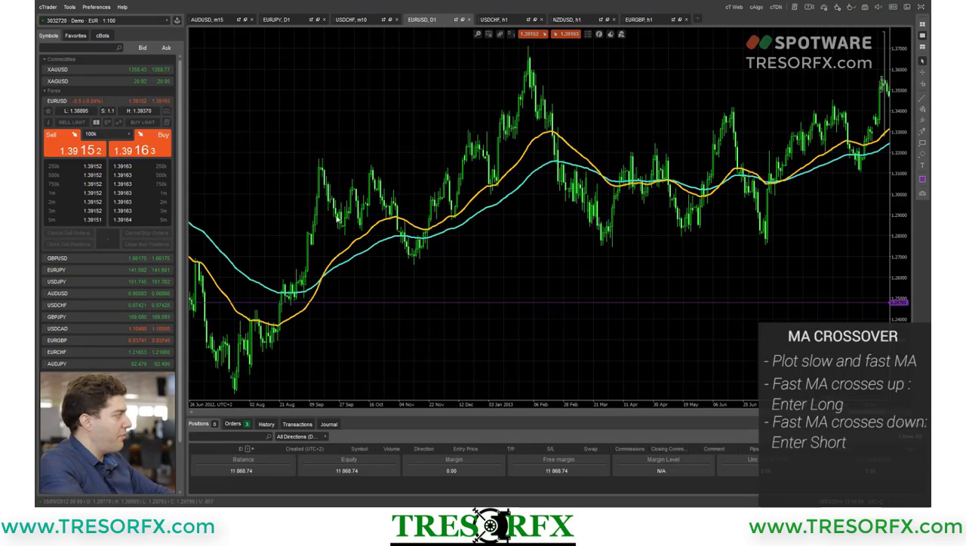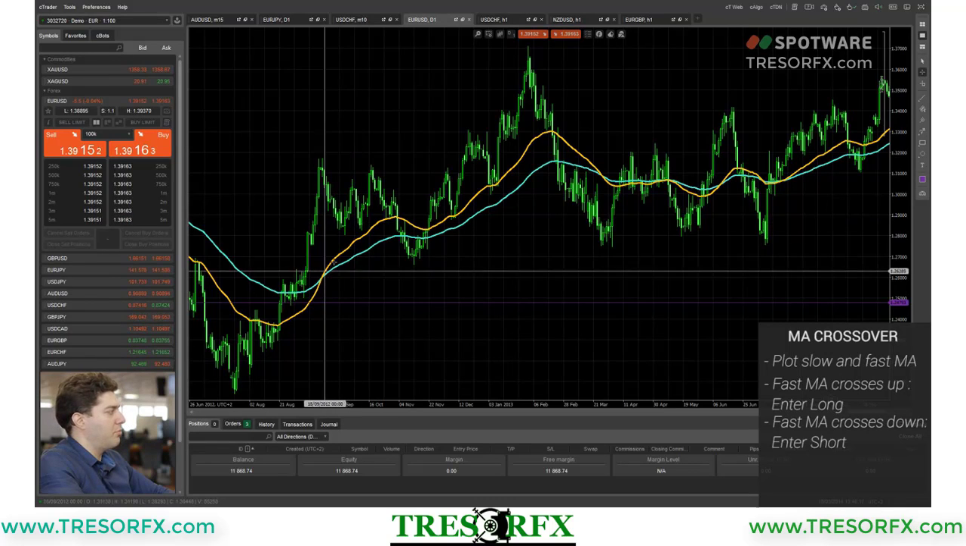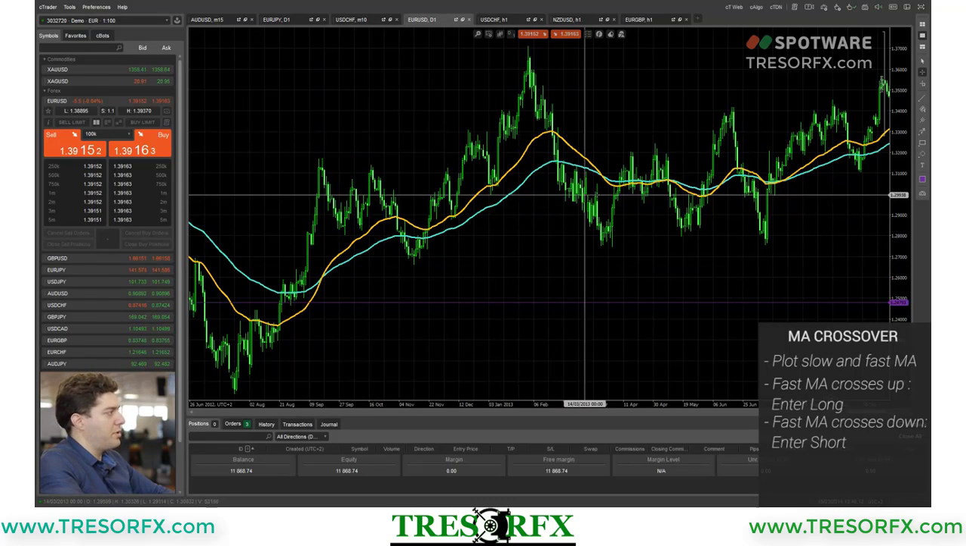So when the faster prices move higher than the slower prices, this is a signal to go long. And the opposite is a signal to go short. That's what the crossover represents. So the logic of the moving average crossover is simple. However, it's not as simple to trade as I said before.